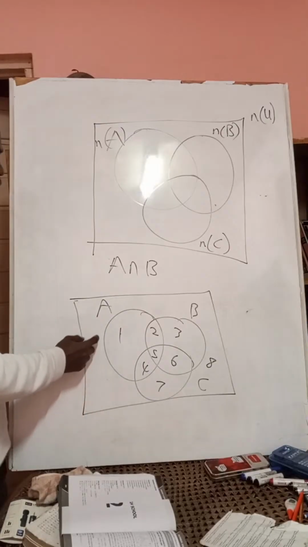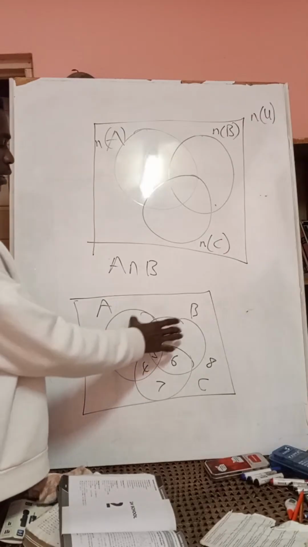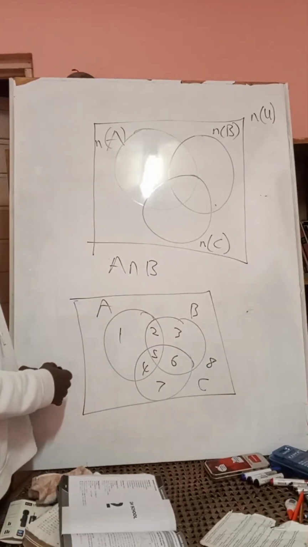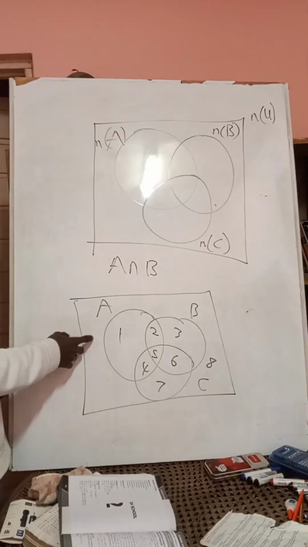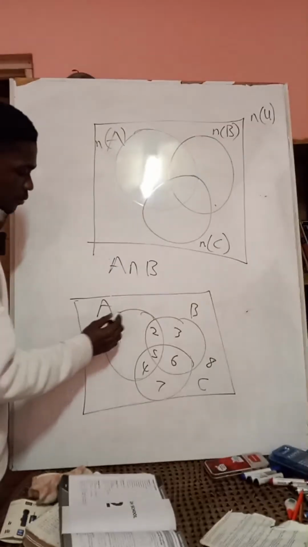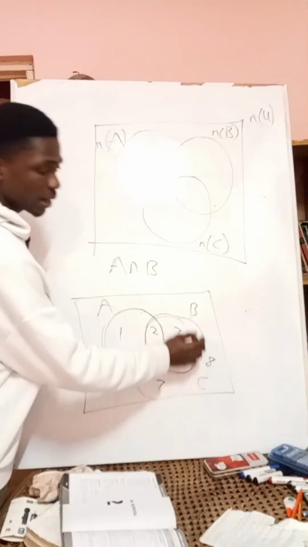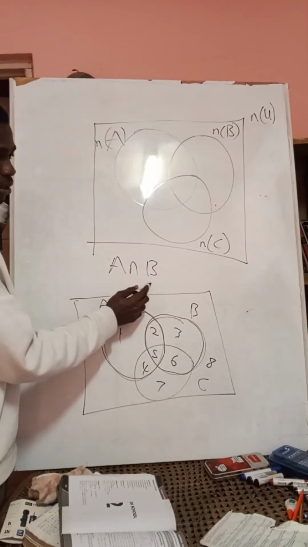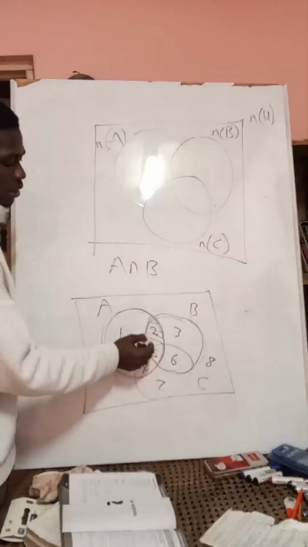A intersection B is the area that overlaps between set A and set B, right? So what is the area? It's 2 and 5. The entire area that overlaps with A and B. This whole circle is A, and this whole circle is B. So when they say A intersection B, they are referring to this area. This is A intersection B.